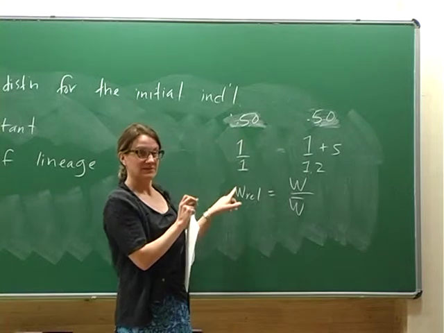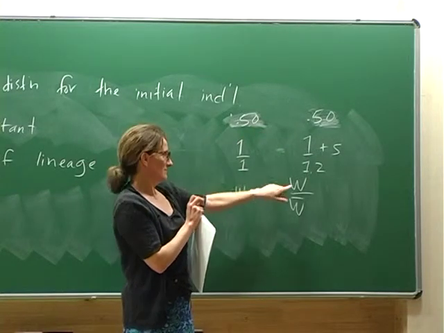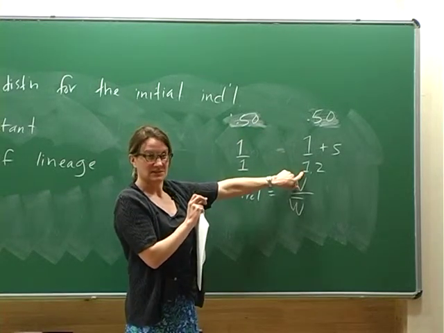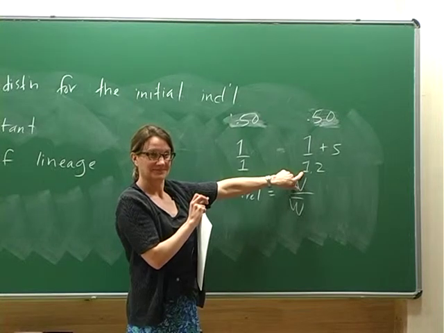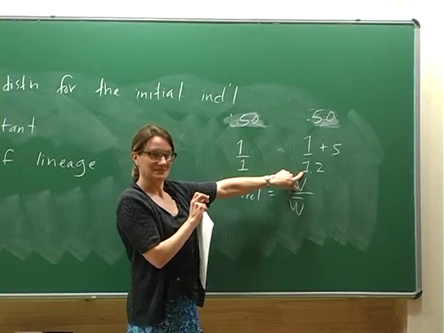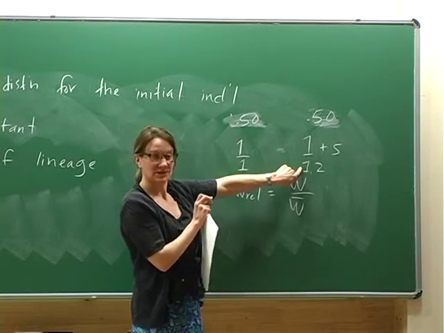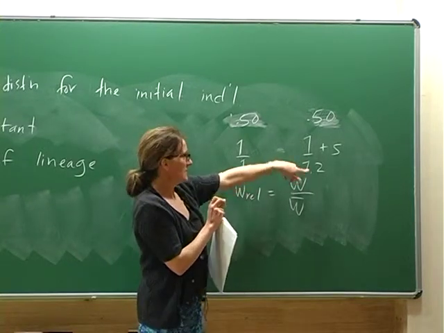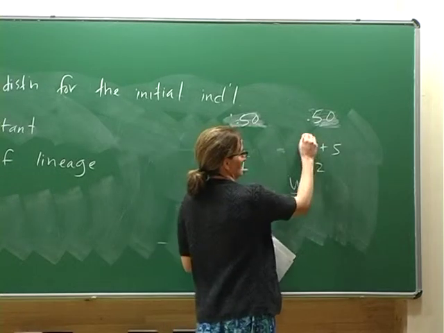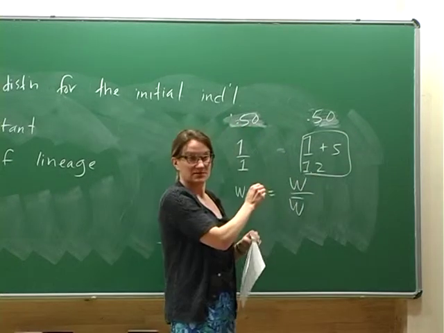Later, when we're at 50-50, this relative fitness is much less than 1.2. At the beginning, it's almost 1.2. Later, it's much less than 1.2. And this has to be the mean of the offspring distribution.